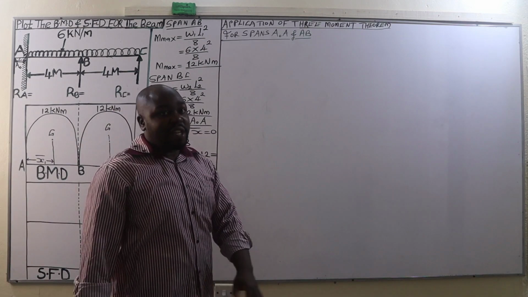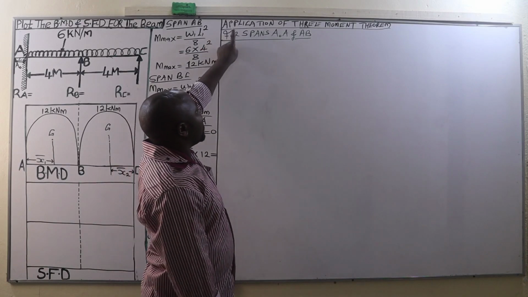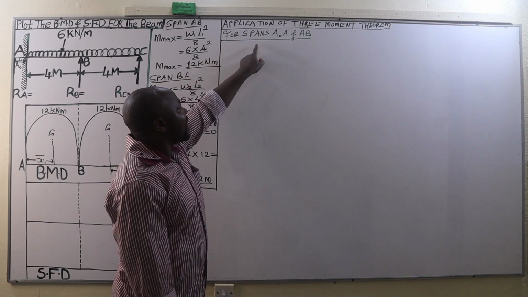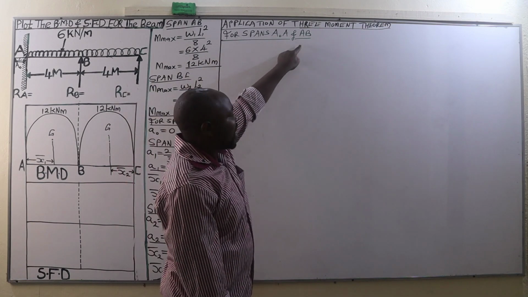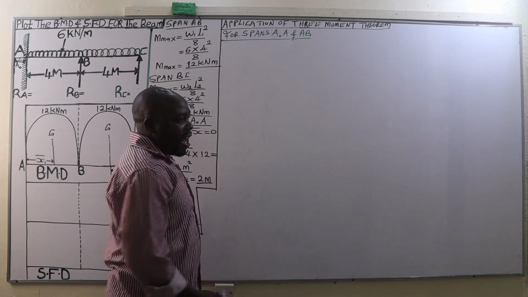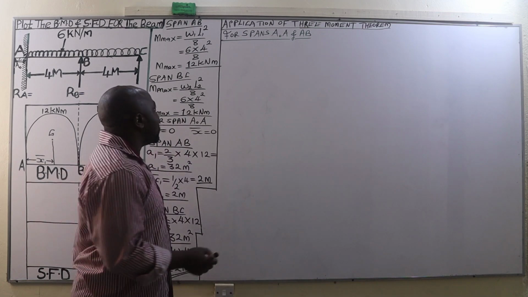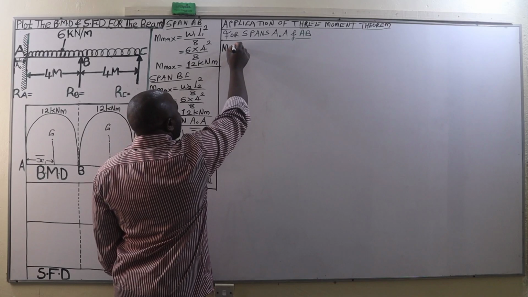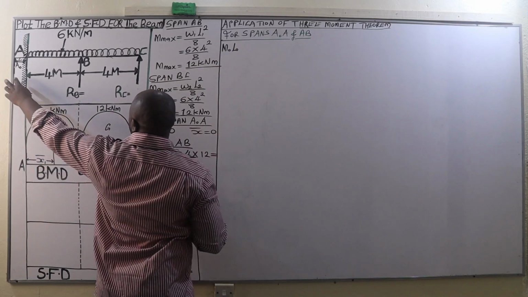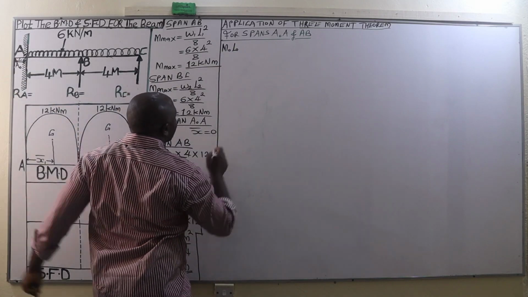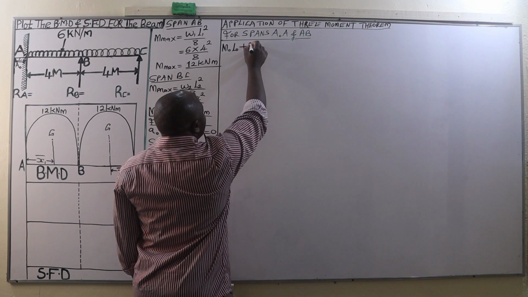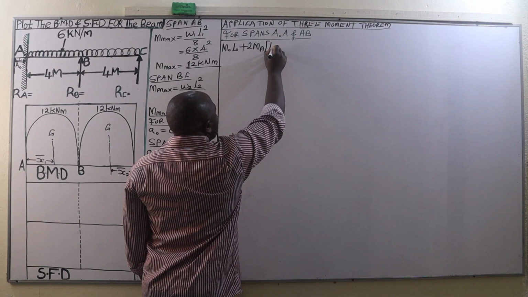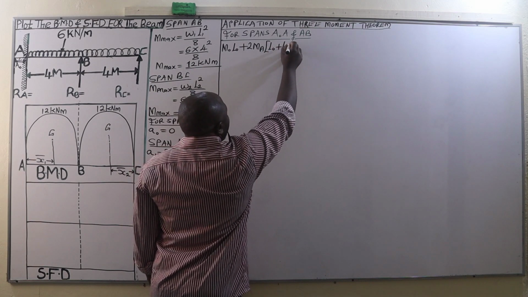The next thing we are going to do is apply the 3 moment theorem, and in this case we are going to begin with the spans A0A and AB, and our 3 moment equation is going to be as follows. So we are going to have M0 L0, that is M0 multiplied by L0, plus 2MA into L0 plus L1.